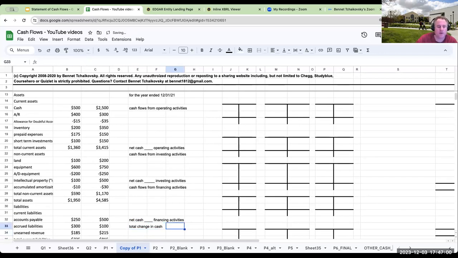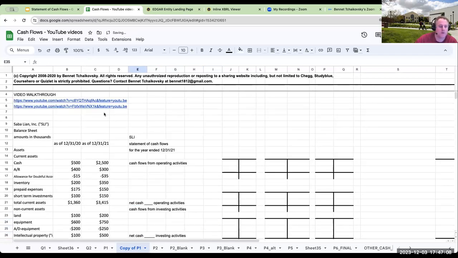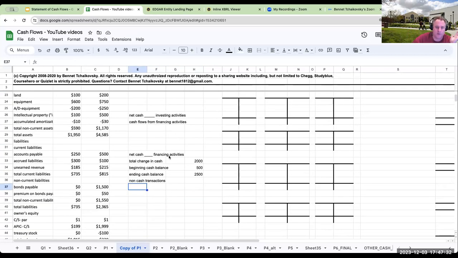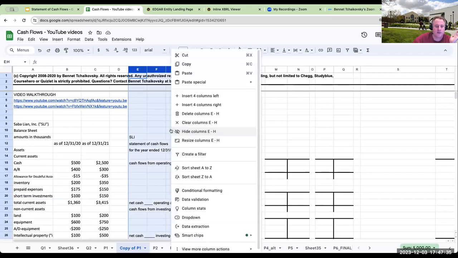in cash. So my cash went up by $2 million. My beginning cash balance was $500 thousand. So my ending cash balance is going to be $2.5 million. And what I also want to do is say non-cash transactions, because we're going to have some of those in this particular question, right? So that hasn't changed. Let's set up the main accounts. So we've done that part. So I'm going to go ahead and hide this until later on.